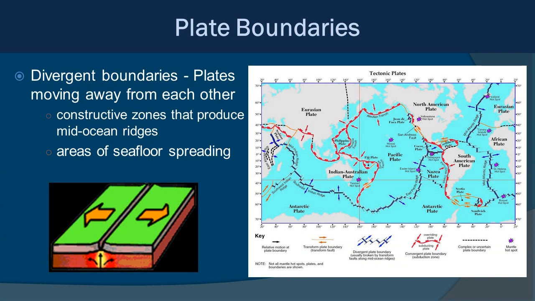Then, of course, we have divergent plate boundaries. Now, I'm not going to spend too much time talking about this because we've just been talking about them. This is where you have the mid-ocean ridge, you have a spreading center, and you're forming new seafloor.